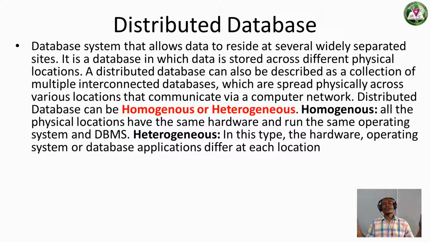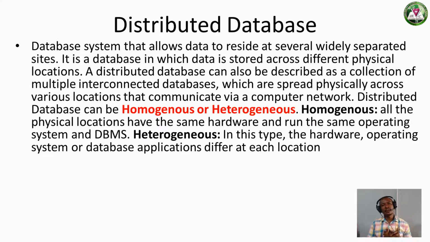Data is allowed to reside at several widely separated sites. This is a database in which data is stored across different physical locations. What do we mean by that? Now let me give you an instance. In a distributed database, you discover that there are different locations. There are smaller databases in each of the locations.